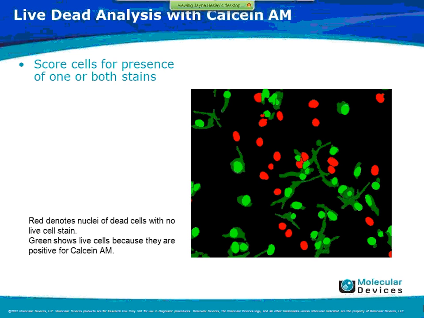We used a cell scoring module for this one, where we identified the nuclei, and then which of the nuclei also had green live cell stain. So in this overlay, this mask, it shows the red nuclei are from the dead cells. They had no live cell stain associated with them. The green nuclei were the live cells.